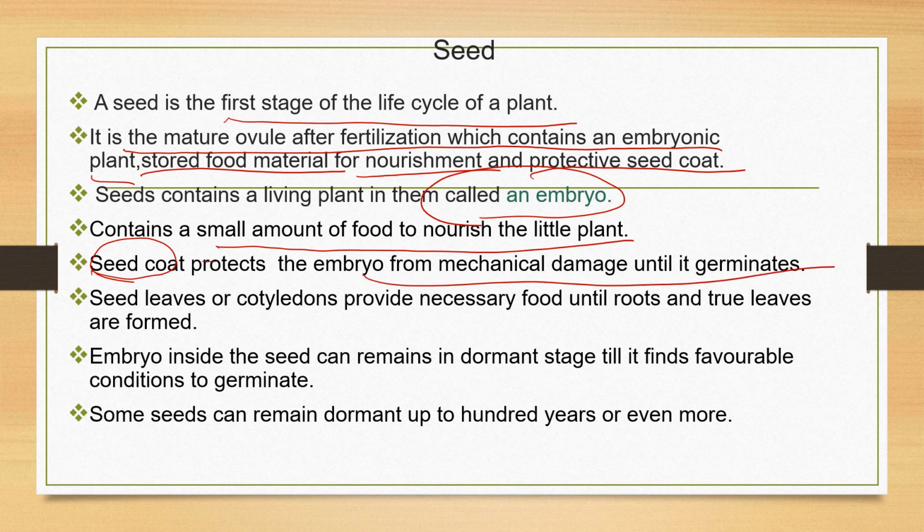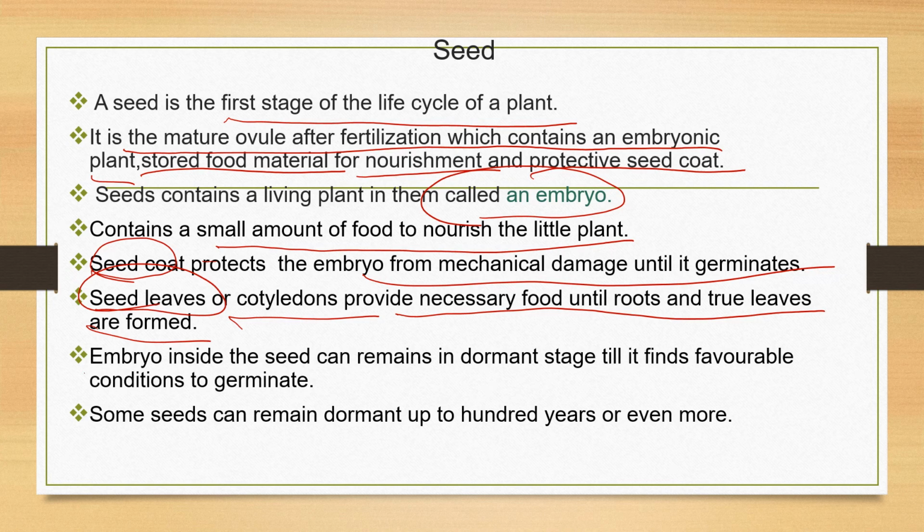Now, what are seed leaves? You have already studied in your junior classes that seed leaves are called cotyledons, which provide the necessary food until the roots and the true leaves are formed. So they preserve the food and provide the necessary food until the roots and leaves are formed.